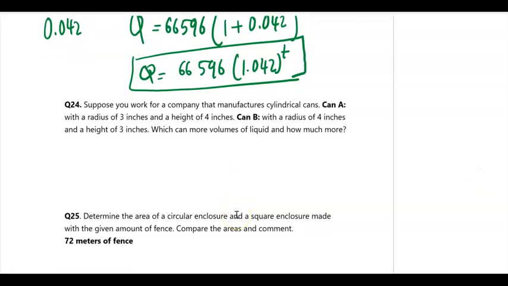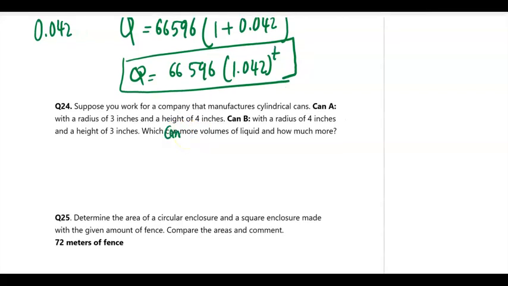Okay, suppose you work for the company that manufactures cylindrical cans. Can A has a radius of 3 and a height of 4 inches. Can B has a radius of 4 and a height of 3 inches. Which can hold more volume of liquid, and how much? So that's the question. Notice that we are talking about the volume of a cylinder.